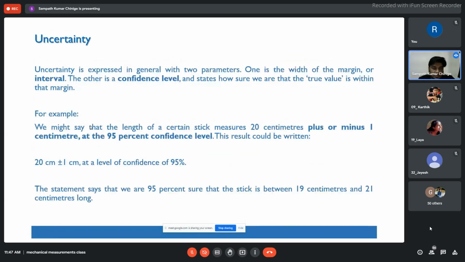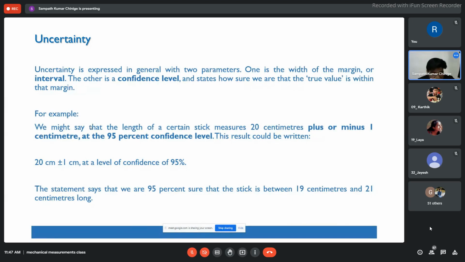Okay, so as I told you, uncertainty will be generally expressed with two parameters. One is the range of the error, the width of the margin or interval. Second one is the confidence level. Okay, how sure you are able to tell that the true value is within this margin. So that is your confidence level.